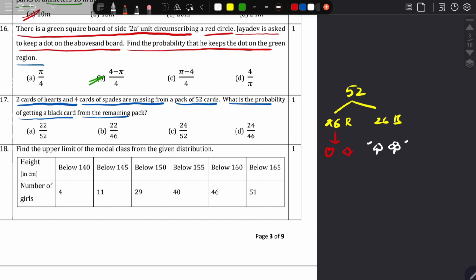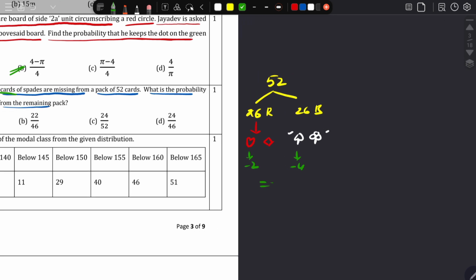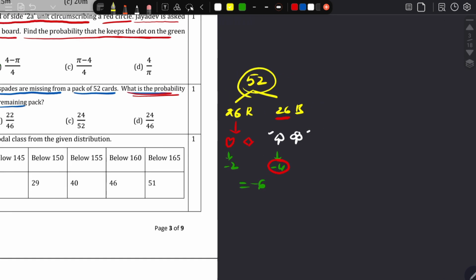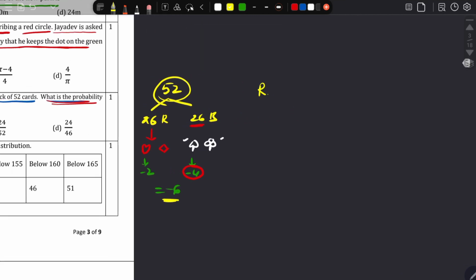So according to the given statement, 2 cards of hearts and 4 cards of spades are removed. So totally we have 6 cards missing. We have 52 cards in total, and in that we lost 6 cards. Therefore the remaining cards are 52 minus 6, which gives 46 cards.